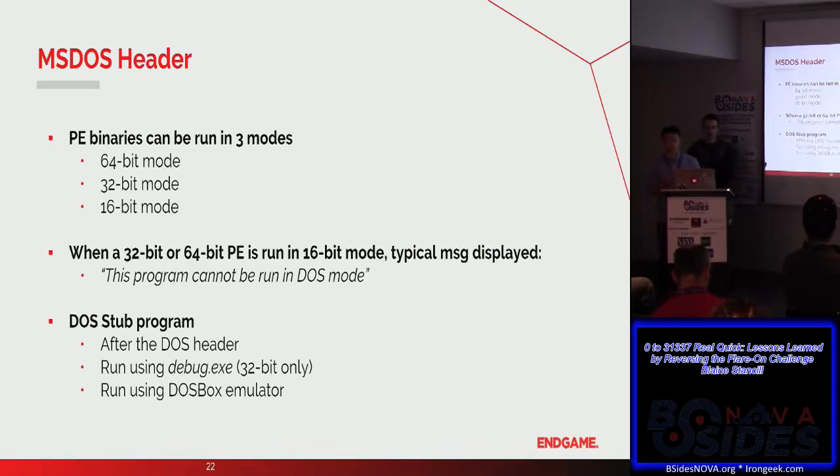And this DOS stub program actually doesn't exist in true 16-bit mode programs because they're meant to be run in DOS mode, so there's no need to put out a message saying that it can't be run in DOS mode. If you want to run a DOS program on a normal 32-bit or 64-bit machine, you'll need to run it using a program called debug.exe inside a DOS box emulator. And that's exactly what we had to do for challenge 8.